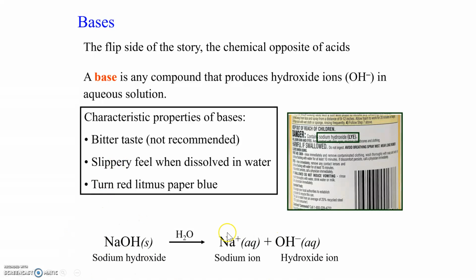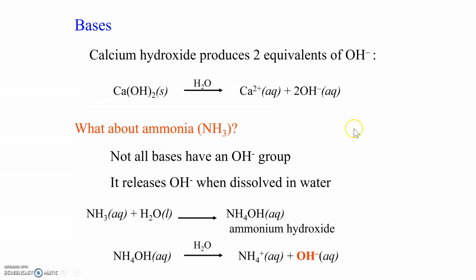Here is a reaction showing a base in water, sodium hydroxide. Again, this is a solid that we're dealing with. Bases can be solids, liquids, or gases. That sodium hydroxide, when added to water, dissociates to form the sodium ion and the hydroxide ion. Again, this is a base because that hydroxide ion is being formed. Let's look at another example of a base. This time we're going to look at calcium hydroxide. Again, when you add calcium hydroxide to water, you form your calcium ion and your hydroxide ion, OH-.